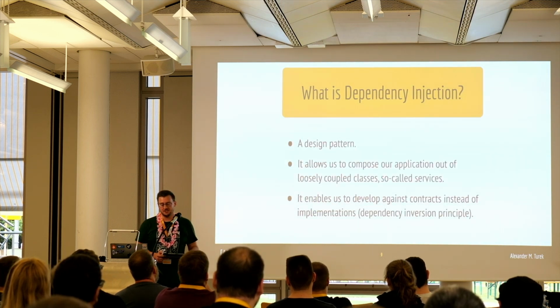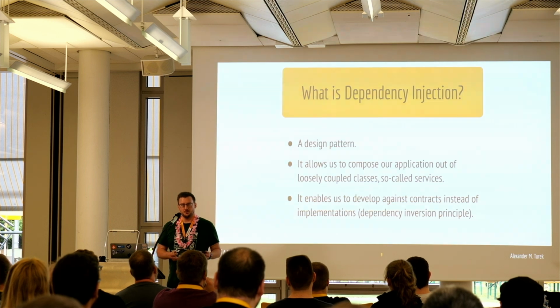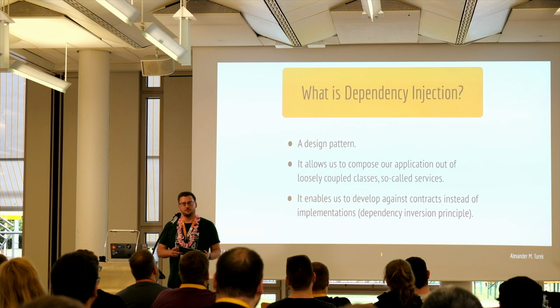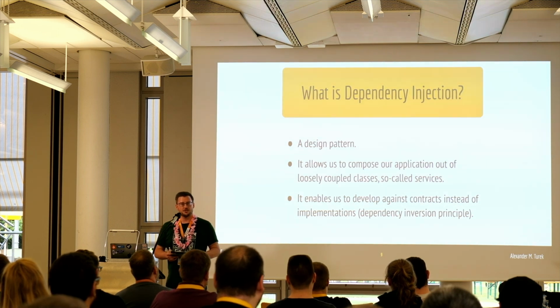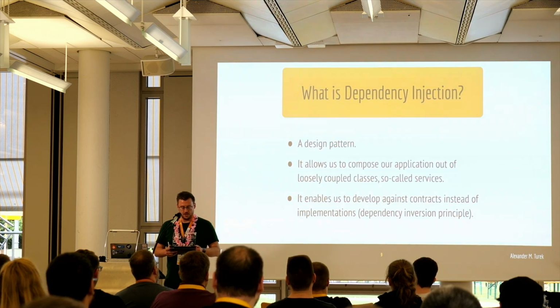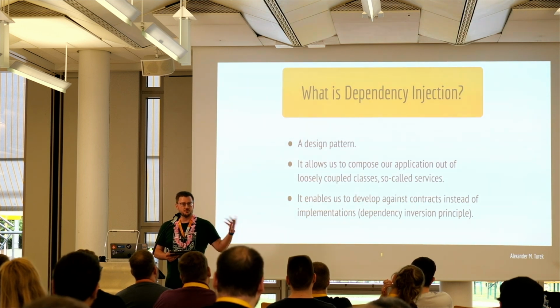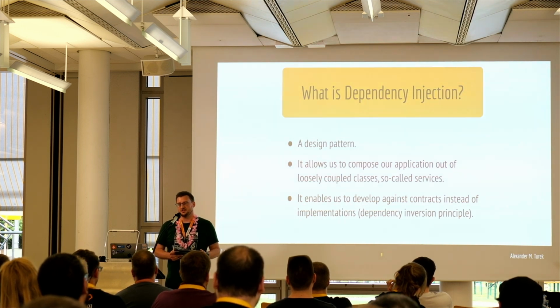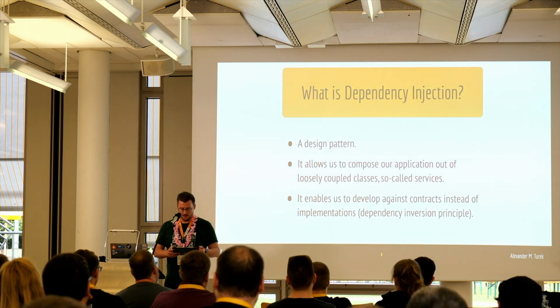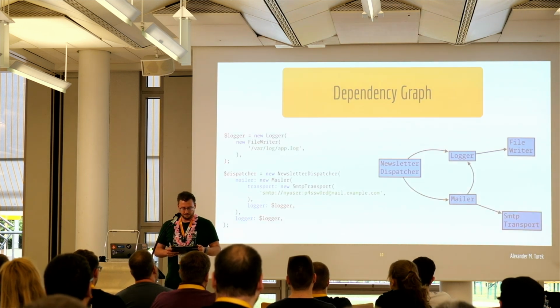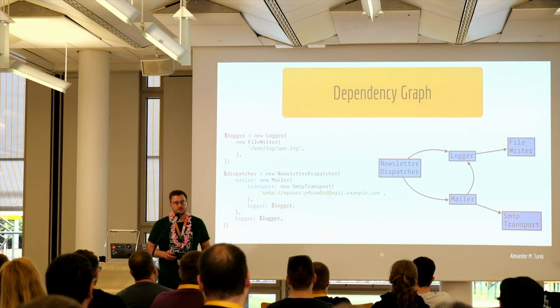So what is dependency injection? Dependency injection is first and foremost a design pattern, and it allows us to compose big decoupled architectures. And it also enables us to develop against contracts instead of real implementations, which allows us to replace implementations, as we learned in the previous session. But this generates another problem.